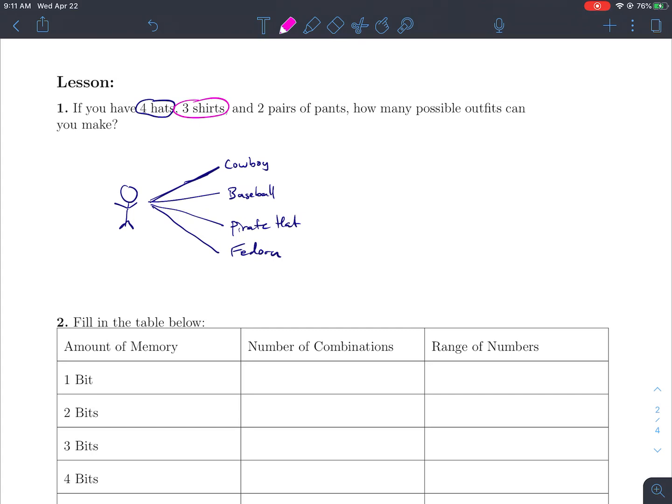After that, regardless of which hat we choose, we have 3 choices of shirts. And it's the same 3 choices of shirts for each one, but we can see the diagram branching off further and further. So we could do cowboy hat, yellow shirt, or we could do baseball hat, yellow shirt. But now, regardless of which shirt we pick, we also have 2 pairs of pants that we can choose from. So each combination branches off into 2 more.